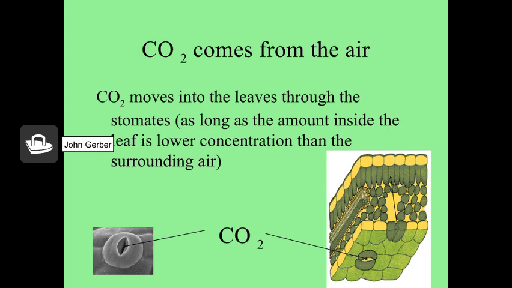Carbon dioxide is plentiful in the air and enters the plant through the stomates here. And most of the stomates being in the bottom of the leaf, it becomes involved in photosynthesis here in the palisade cells and the spongy mesophyll.